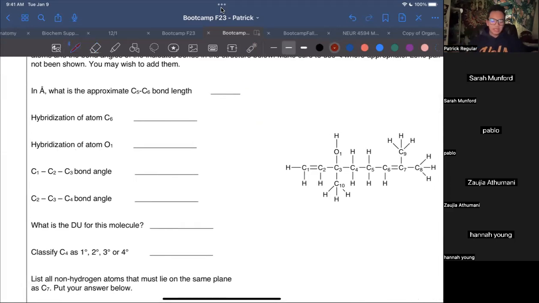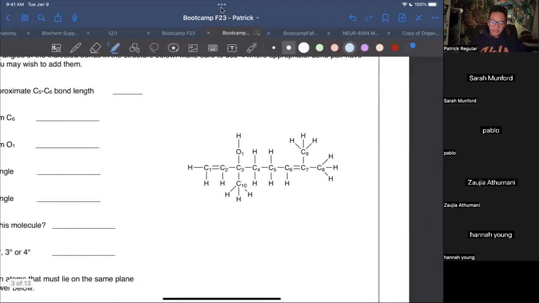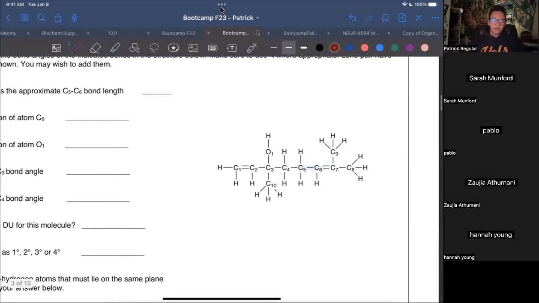What is the approximate C5, C6 bond length? C5 and C6, that is a normal sigma bond. Sigma bond has a length of 1.5 angstroms. You have to know that. For a double bond, it's 1.3. Triple bond is 1.2. I think that's right. Someone want to fact check me on that?